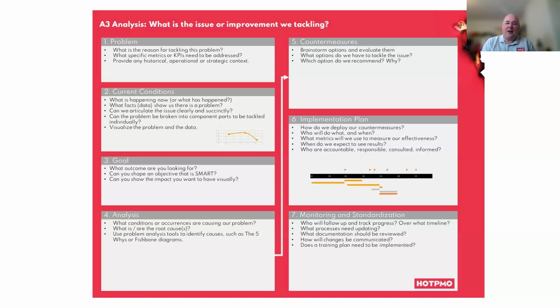Then we're looking at the current conditions. What is actually happening? Focusing on facts. Where can we get real data in here, and how can we visualize it in a graph or a data table? We're trying to take this down to data, take the emotion out where we can, and focus on the data that helps us analyze the situation.